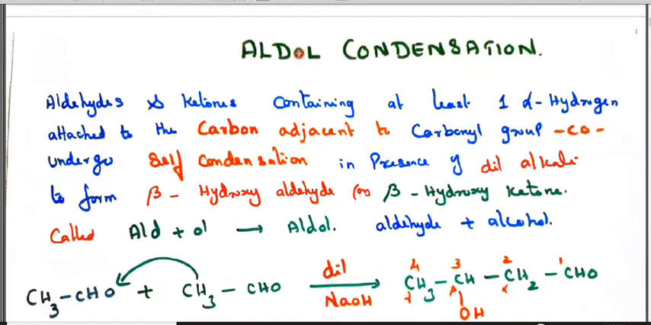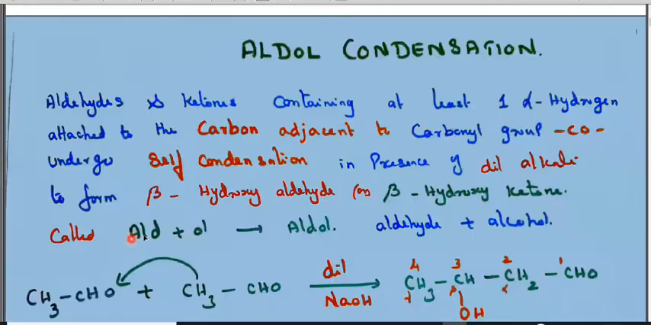Hello students. Today let us see the aldol condensation mechanism. Aldol means aldehyde plus alcohol. Now let us see the aldehyde and ketone containing at least one alpha hydrogen attached to the carbon adjacent to the carbonyl group, C=O. It undergoes self-condensation in the presence of dilute alkali to form beta hydroxy aldehyde or beta hydroxy ketone, so called aldol.